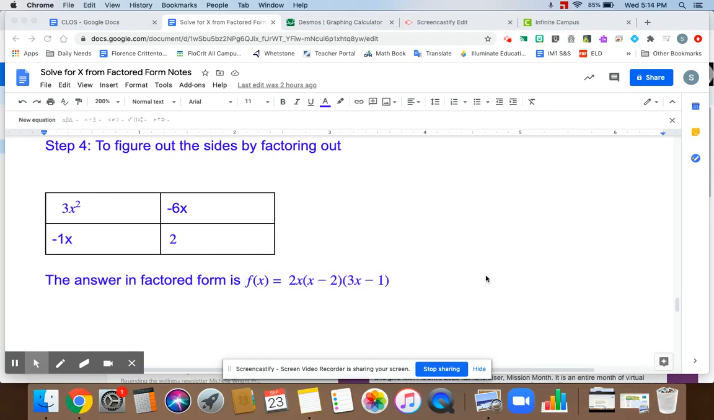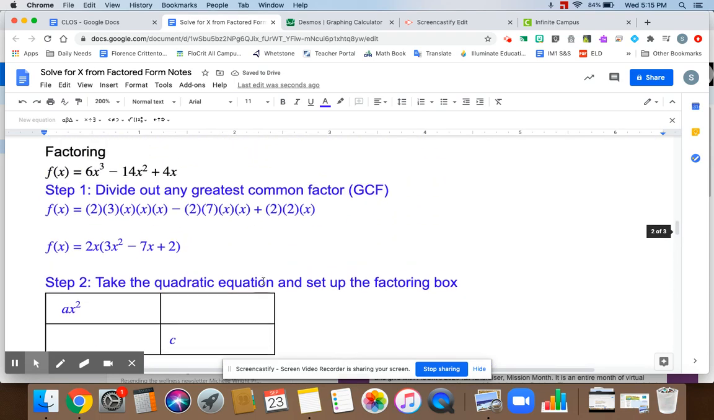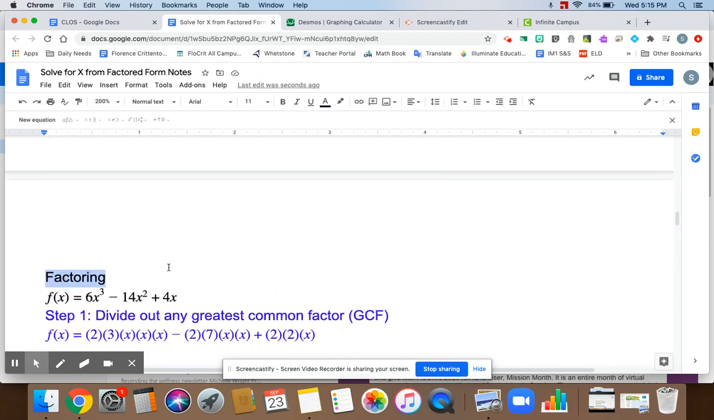If the question had asked me to solve for x, then I would have had to make 2x equals 0 and solve, this parenthesis equals 0 and solve, this parenthesis equals 0 and solve. And then I would have ended up with 3 answers for x for this one, since I have 3 different parentheses, because this one's like in an invisible parentheses. But that's not what it asked me to do. This one at the top, it was just explaining factoring.